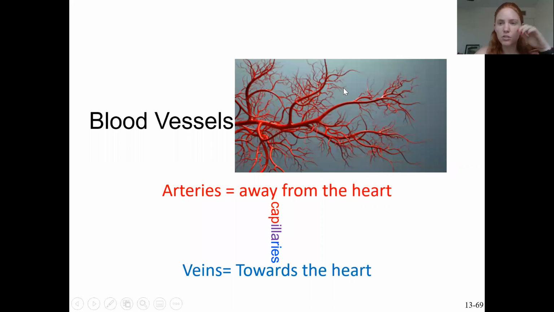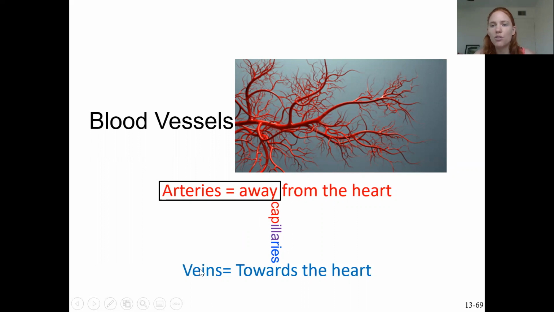For the blood vessels, the two major types of blood vessels, we have arteries. Arteries go away from the heart, so I kind of remember that because A goes to A, so arteries away, that's why they're called arteries. And then as they travel away from the heart, they'll turn into arterioles, which will feed into capillaries, which are the small, tiny little tubes that feed the tissues. And then those capillaries will feed into venules, and then veins bring it towards the heart. So arteries away from the heart, veins towards the heart.